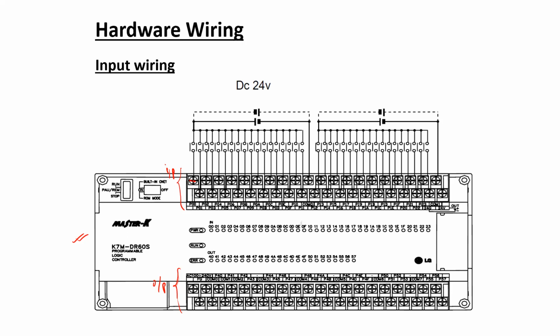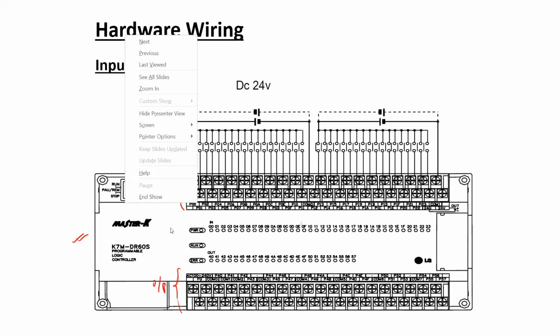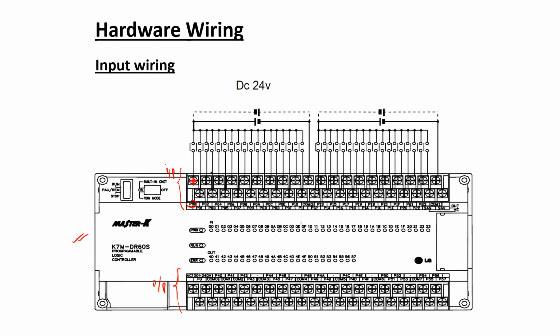For example, this particular input port has the address P00. This corresponding port has an address of P01. Similarly, the next port has an address of P02. Each input device connected with a particular port has to be designated with its corresponding address while the user is developing a program.